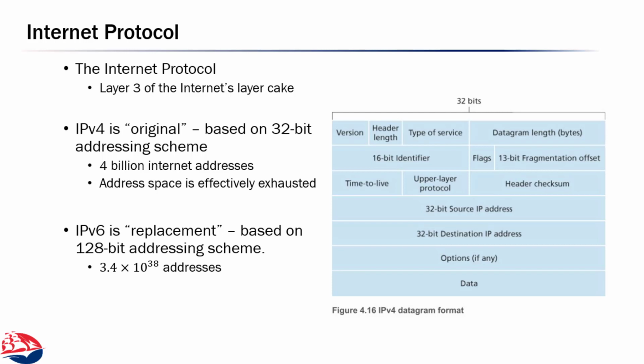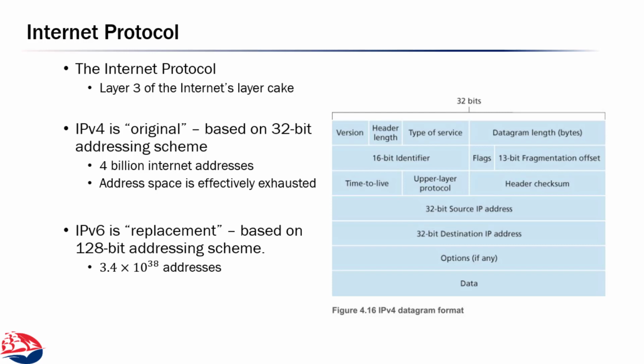No one believed that there would be that many computers. The microcomputer revolution hadn't really taken off yet. And so IPv4 allowed for 32-bit addresses, allowing for 4 billion internet addresses, which just doesn't seem like a lot today, given how many iPhones Apple sells. But back then, it was just mind-boggling, right?